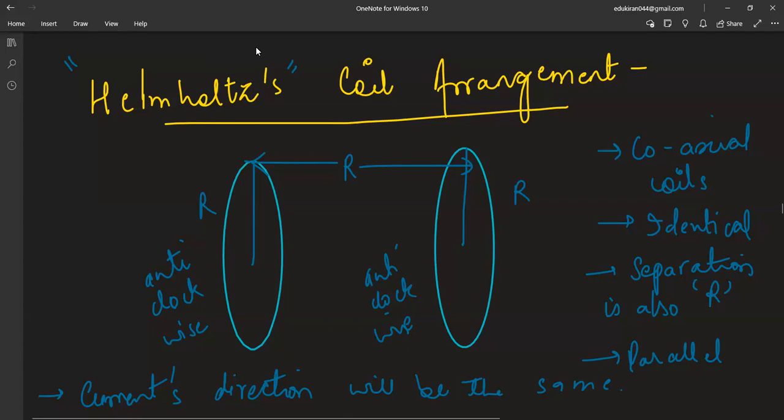Yes, Shahid, am I audible to you? Is the screen sharing? Yes.